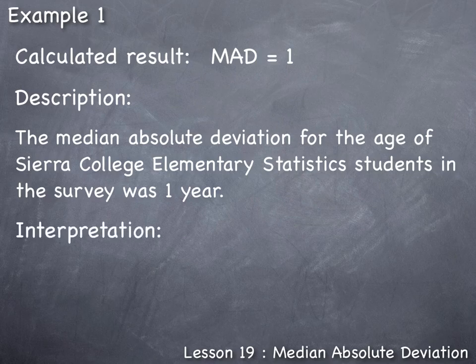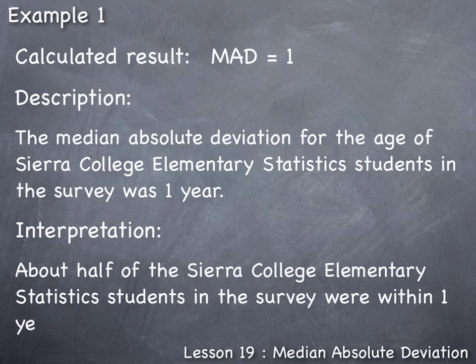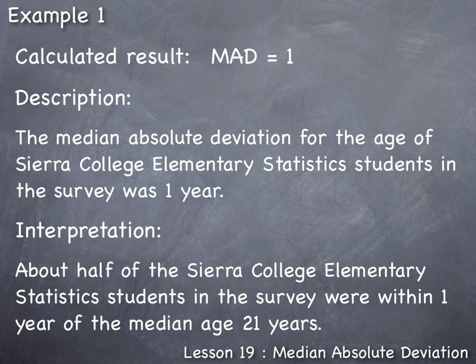Now we can make our interpretation. The interpretation gives meaning or explains the result. And recall, the median absolute deviation is the value such that half of the data values are closer to the median than that result, and half of the data values are further from the median than that result. So here's an interpretation for this example. About half of the Sierra College Elementary Statistics students in the survey were within 1 year of the median age of 21 years.